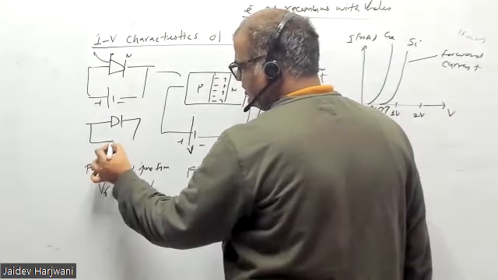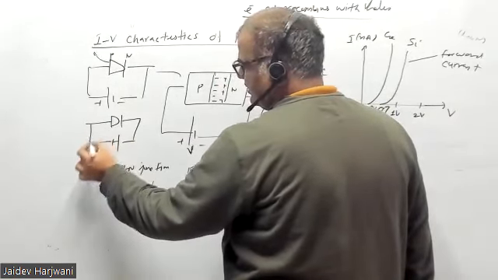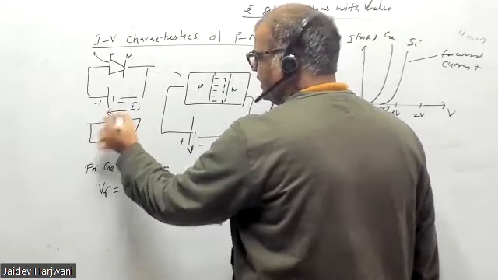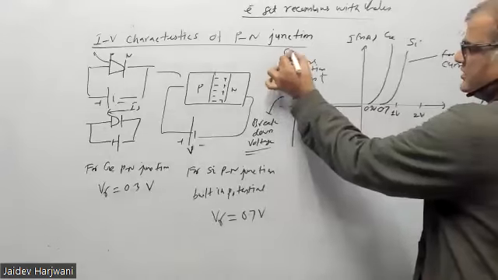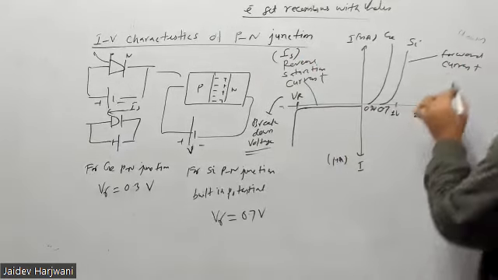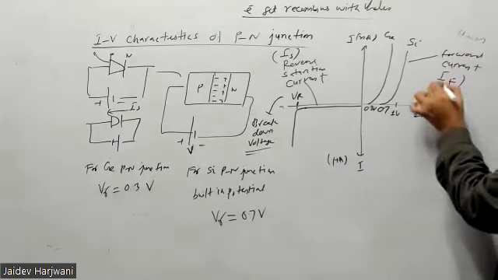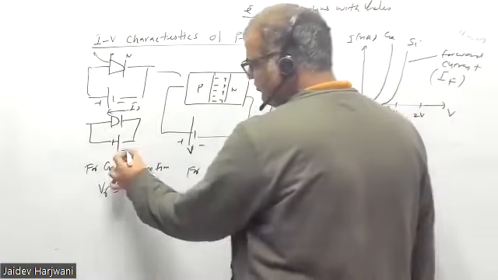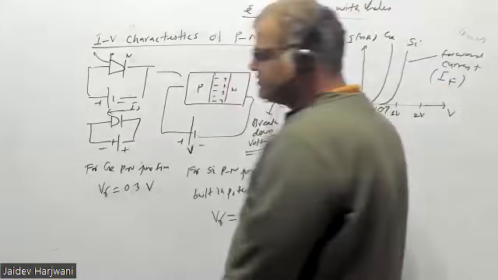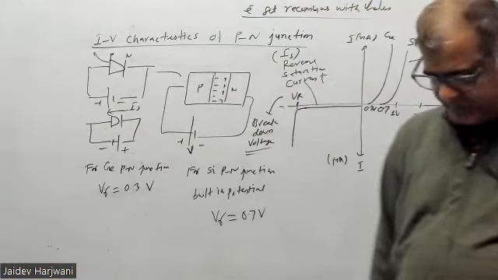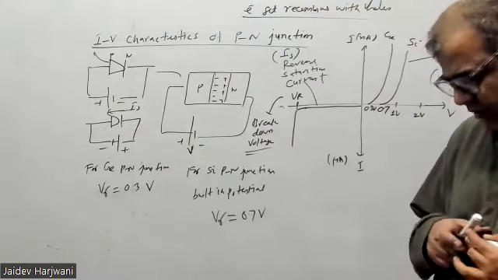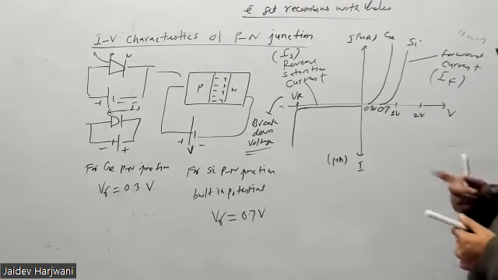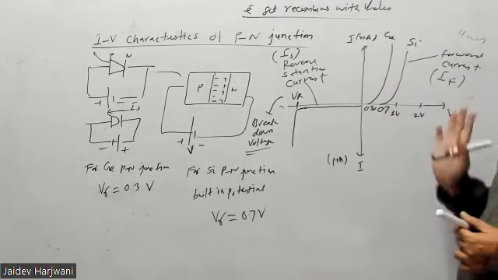this is your plus and this is your minus. Only the reverse saturation current IS will flow. IS is called the reverse saturation current, and the forward current is represented by I forward. So a reverse saturation current flows when you apply a reverse bias. Okay, so that is the point. So basically this current is exponentially increasing.